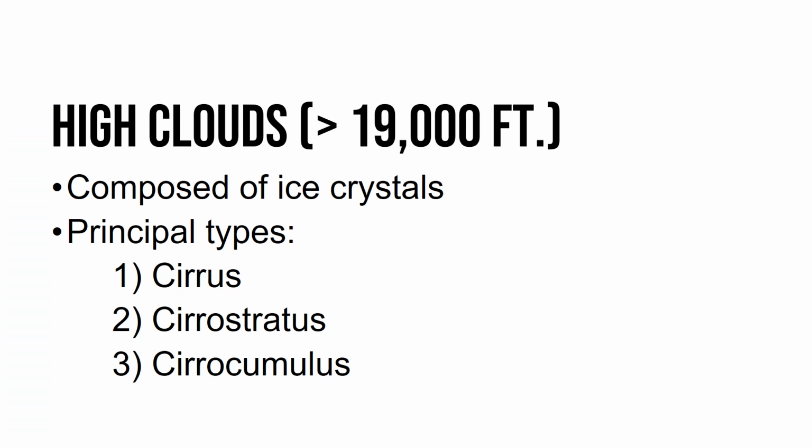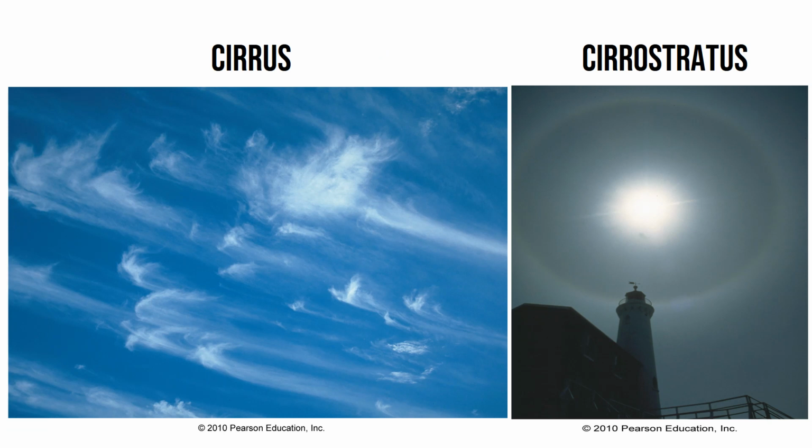Okay, let's go to high clouds. These are mostly composed of ice crystals. So the principal types are cirrus cloud, cirrostratus, cirrocumulus. So here's a picture of cirrus and cirrostratus.